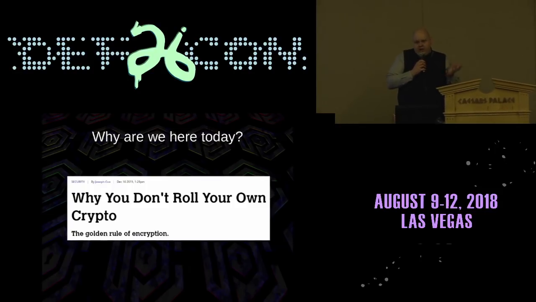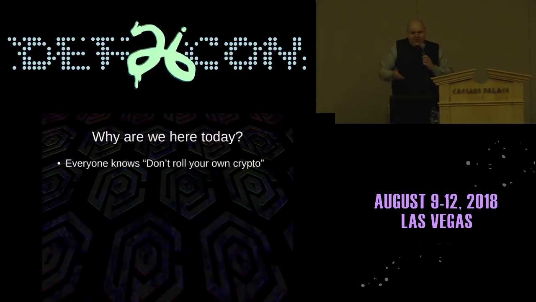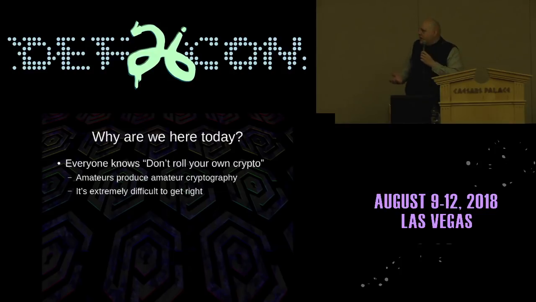Everybody in security knows that you should not roll your own crypto, right? That's common knowledge. It's repeated a lot on the internet, and everyone knows it. It's common wisdom, and there are good reasons for it. If you follow the work of Bruce Schneier, you know that amateurs produce amateur cryptography. It's very difficult to get right. You might think it's secure and then find out you have a timing side channel.